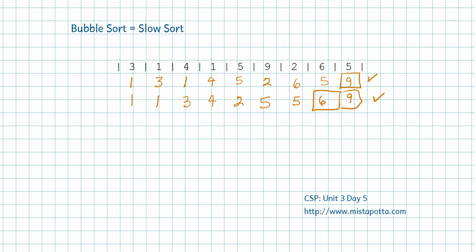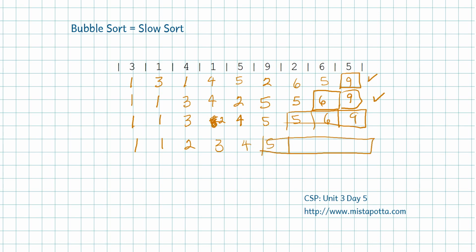If I go through the 3rd pass, that's okay. 1 and 3, 3 and 4. 4 and 2, that's not okay. They're going to have to swap. So this becomes the 2, and this is the 4. 4 and 5, 5 and 5. And now I've got 3 numbers that are in order, 5, 6, and 9. I do this process again. 1 and 1, 1 and 3, 3 and 2, nope. 3 and 4, 4 and 5. And now I have 4 numbers.